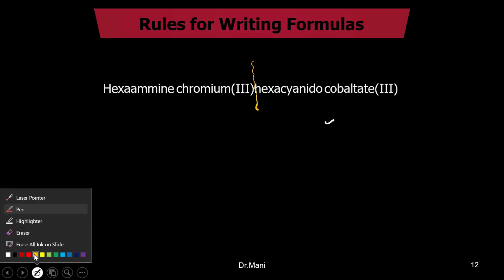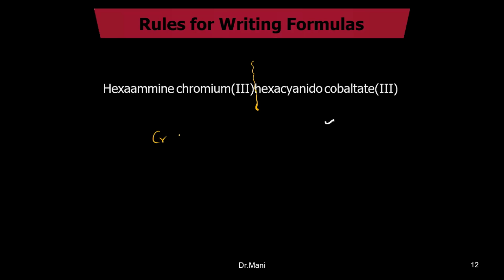Okay. So now see here, hexaamine chromium 3. So I'll be putting here Cr. This is my central atom, chromium. And hexaamine means how many amines? It is 6 amines. So NH3, 6. What is the charge now? We know chromium has +3 charge, and NH3 is 0 into 6. So I'll be getting +3 charge. So I'll be putting +3 here.